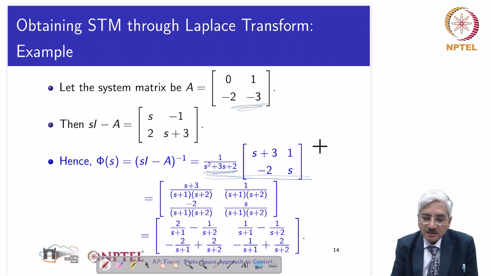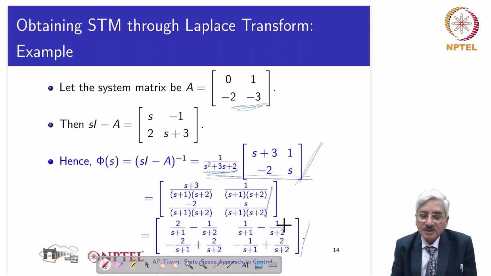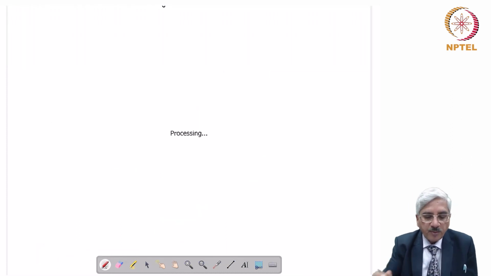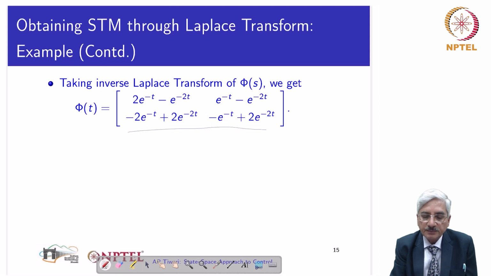Now we express the terms of sI minus A inverse as this, and subsequently in partial fractions, each of the terms. So taking the inverse Laplace transform becomes easy. So we get phi t equal to this.